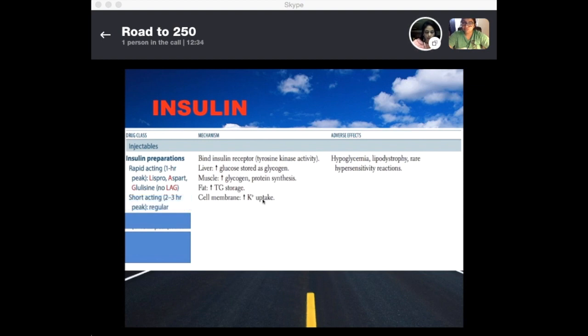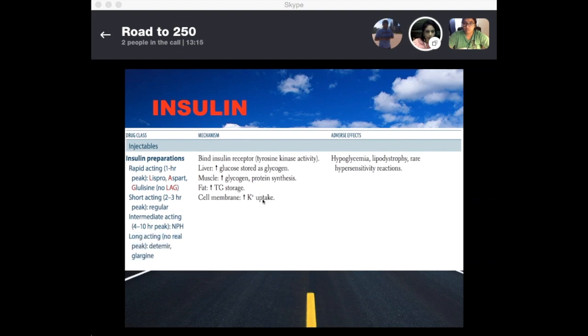The next group is short acting, and this is just called regular. Its peak is 2 to 3 hours. Intermediate acting is known as NPH. NPH stands for neutral protamine Hagedorn. It starts working within 2 hours, peaks 4 to 12 hours, and then lasts about 18 hours.